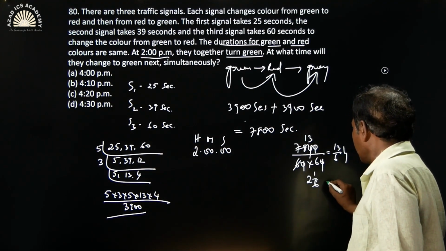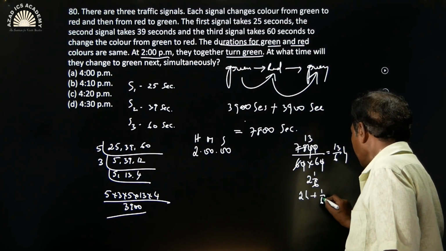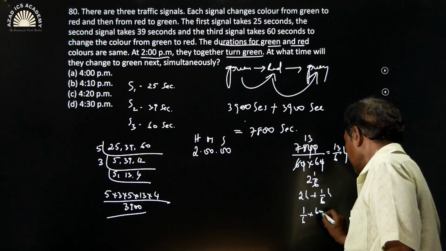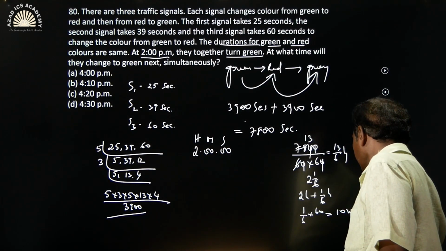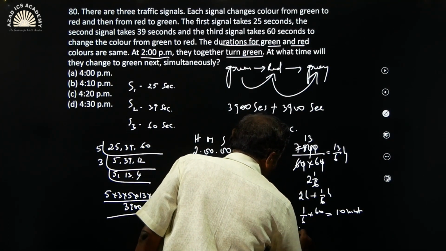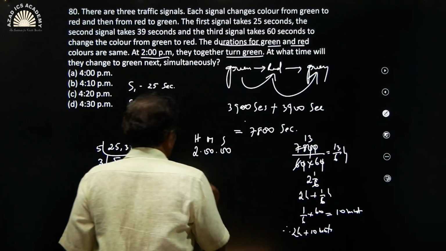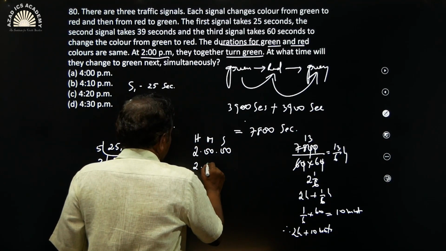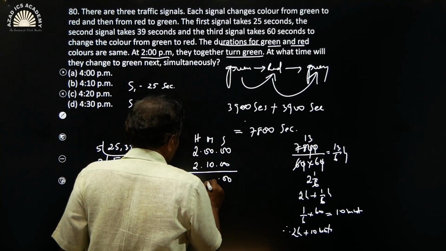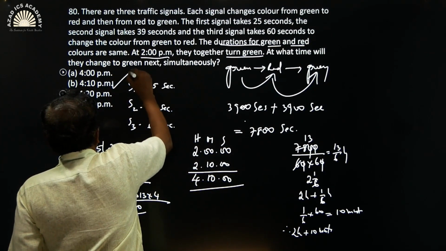2 1 by 6 hours. Then 2 hours plus 1 by 6 hours. So 1 by 6 into 60, that is 10 minutes. It means 2 hours 10 minutes. Therefore 2 hours plus 10 minutes. So 2 hours 10 minutes. Now 4:10. 4:10 is the answer.